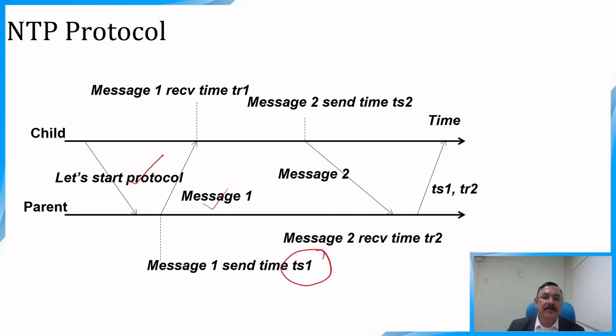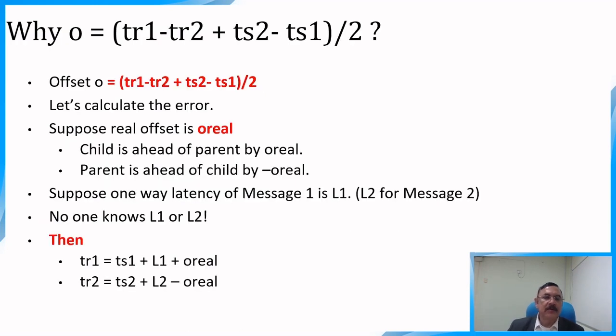When it receives the message, it will record the receive time TR1, and then it will prepare a message 2 with a timestamp called TS2, and the child will receive the message at time TR2. All the timestamps, TS1, TR1, TS2 and TR2, are available to the child, and using all four timestamps it will calculate an offset, which is ((TR1 minus TS1) plus (TR2 minus TS2)) divided by 2. This is called an offset, and let's calculate the error.